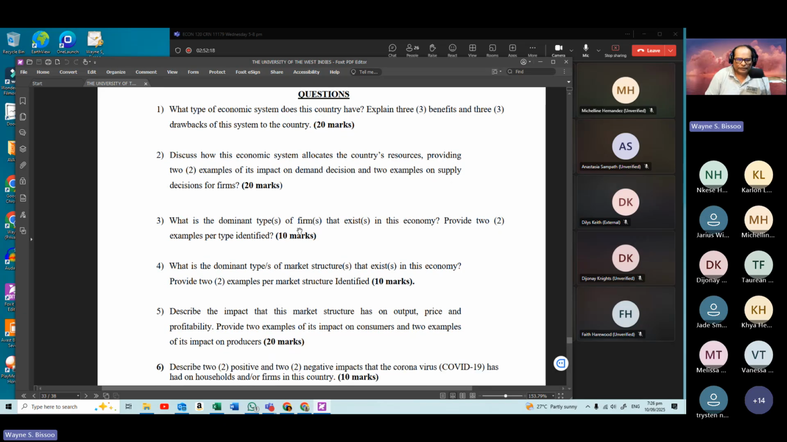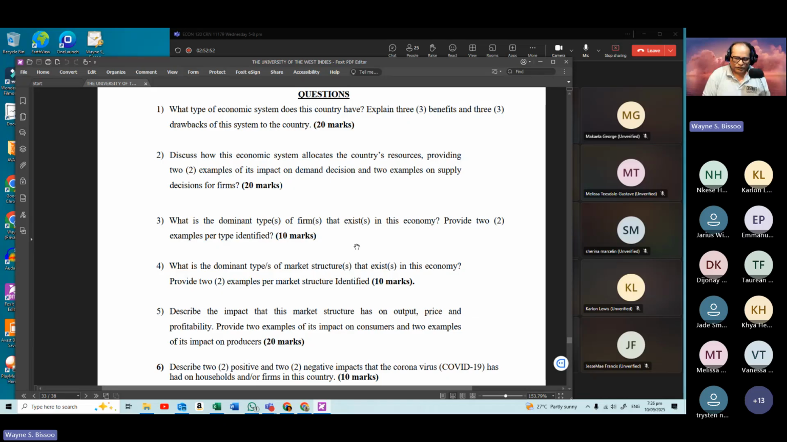What is the dominant type of firms that exist in the country, providing examples, 2 examples per type identified. Now, when we say types of firms, what do we refer to? We mean, are the dominant firm structures partnerships, what do you call it, sole traders? Are they public companies, private companies? What kind of firms is the predominant type of company or firm that exists in that economy? All right, depending upon the country you're looking at.